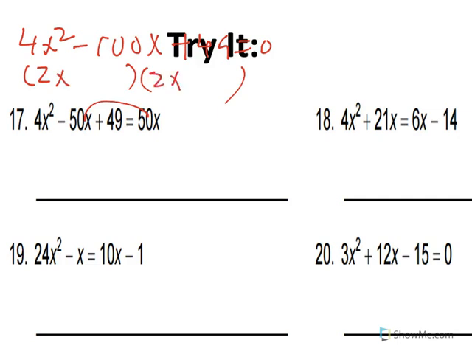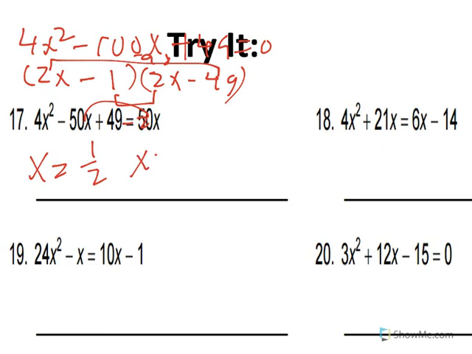We need a positive 49 and a negative 100. So try a negative 1 and a negative 49. Right? Because 2 times 49 is 98, and 1 times 2 is a negative 2. So negative 98, negative 2 gives us a negative 100. So x equal to 1/2, and x equal to 49 over 2. And you can leave your answer in terms of the fraction.